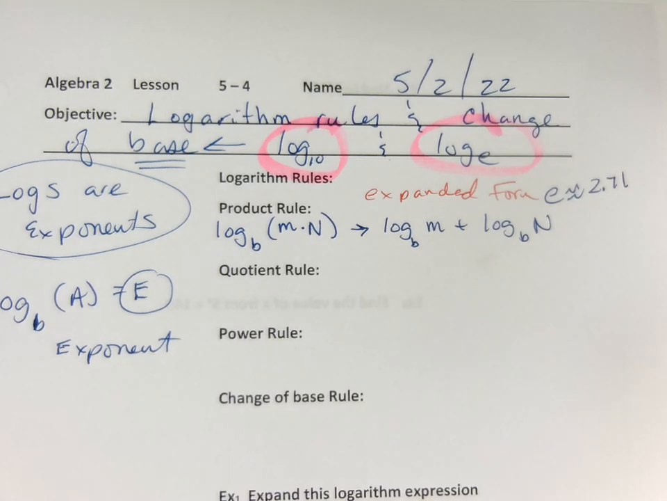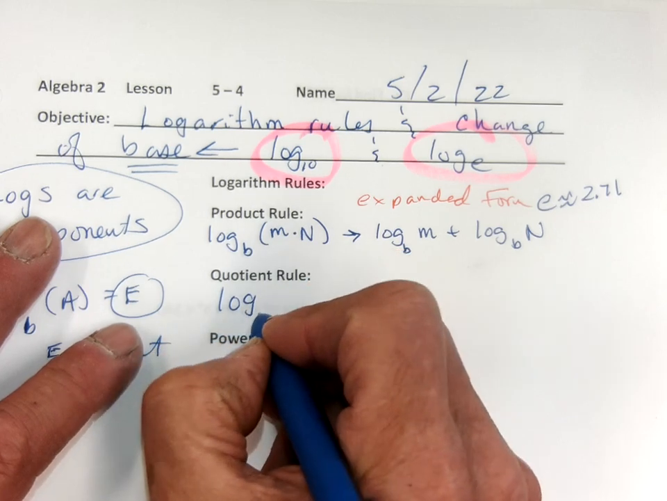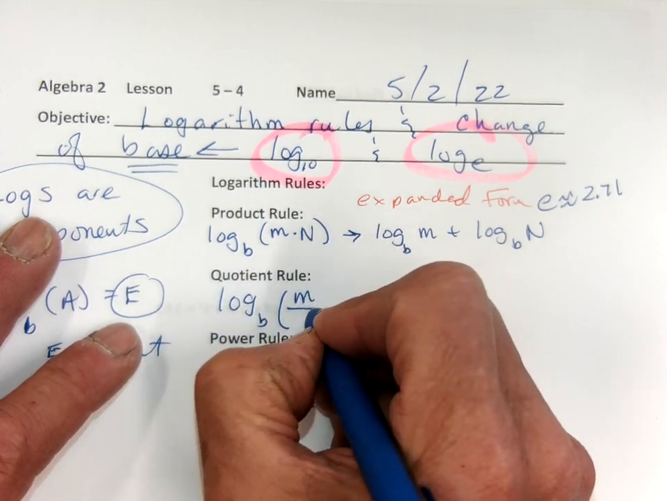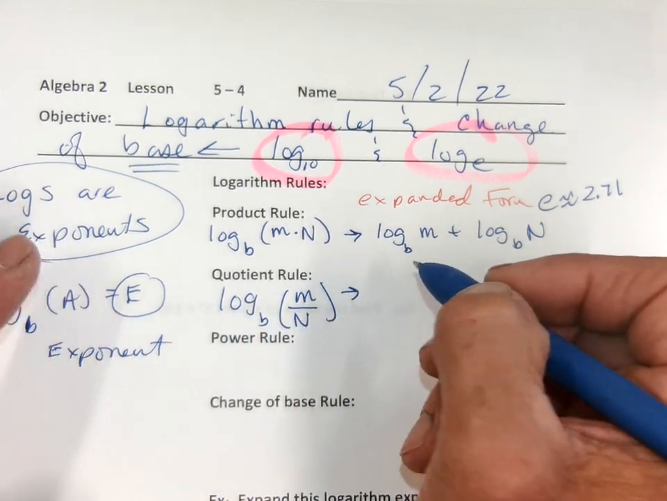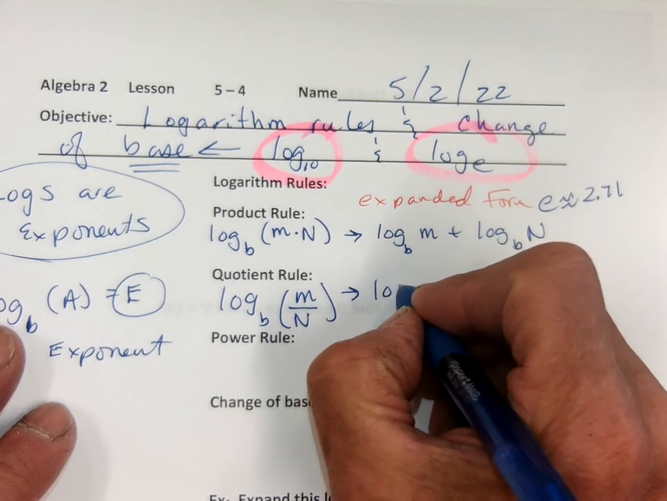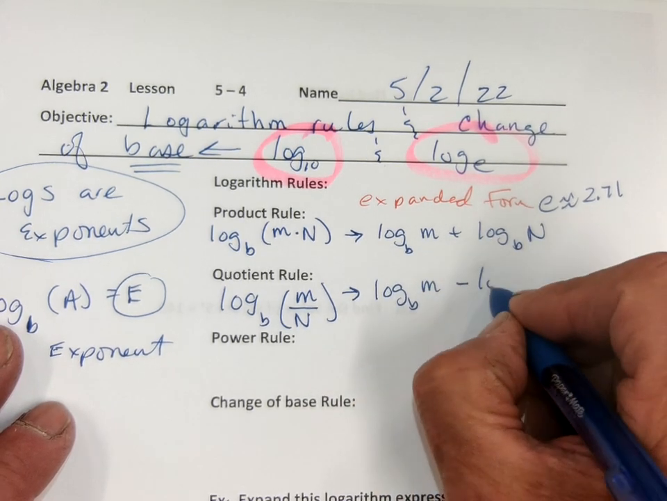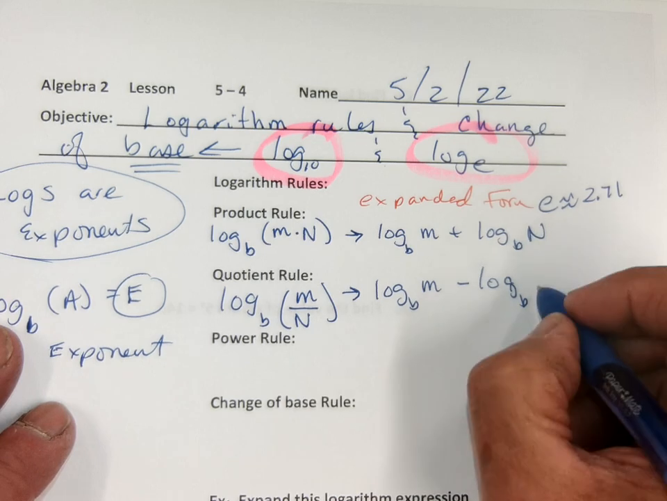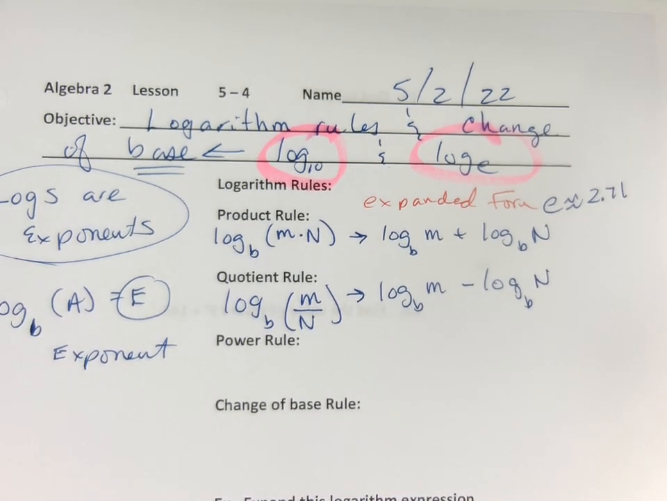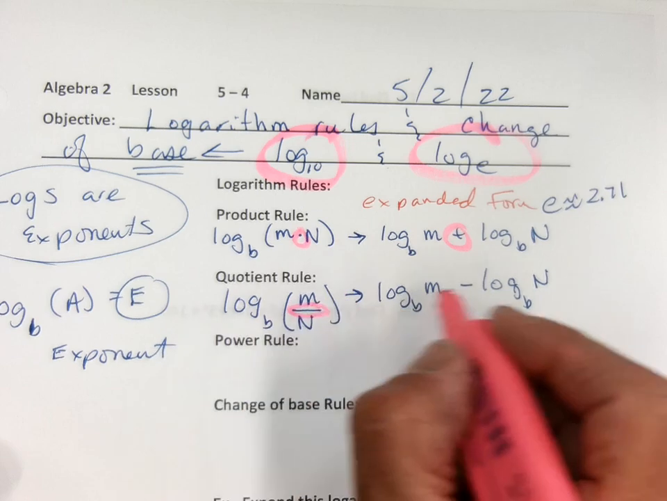Okay, the quotient rule is just the same. If I have log of some base of m divided by n, we can put this in expanded form. When we divide bases, we subtract their exponents. We'll go log base b of m, subtract log base b of n. I'll highlight to make it easy for you: times, plus, divide, subtract.